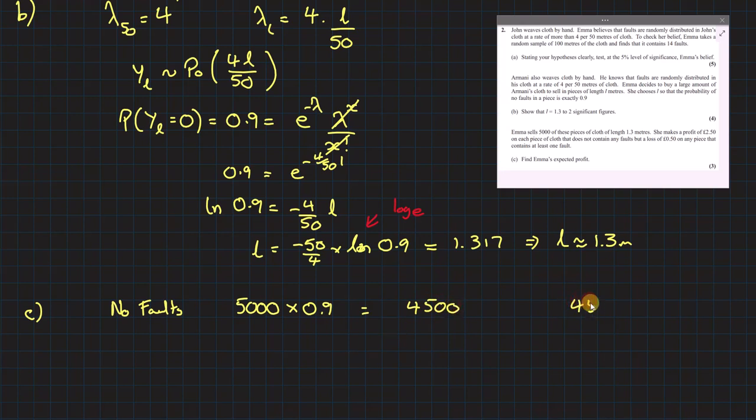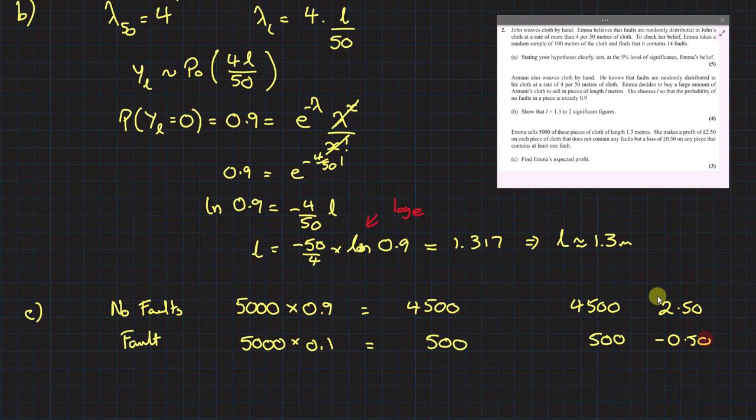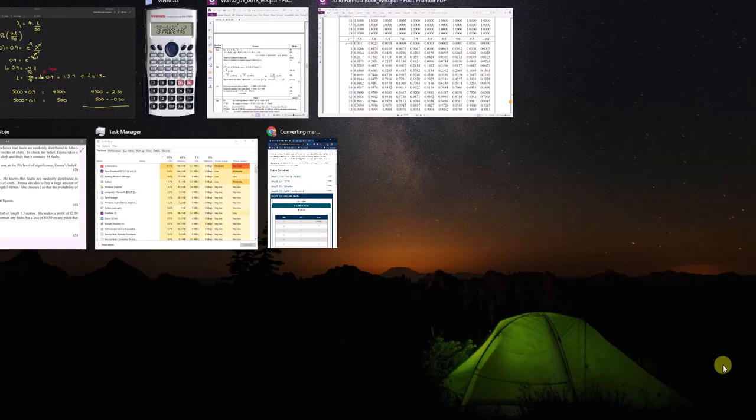So we've got 4,500 at a profit of £2.50. With a fault, she's getting 0.1 of 5,000, which comes in as being a problem, and that's 500, at minus 0.50. So we can multiply through. So the total in the end should be 4,500 by 2.5.